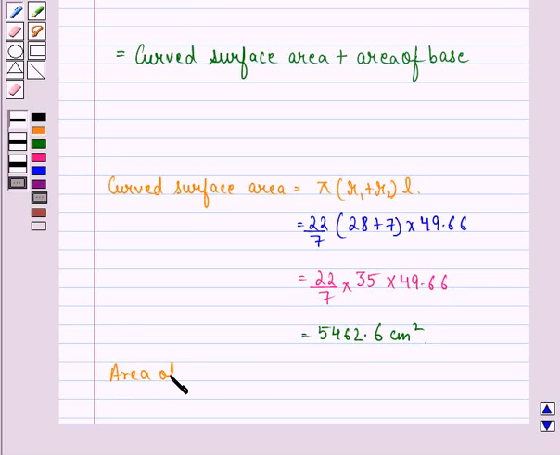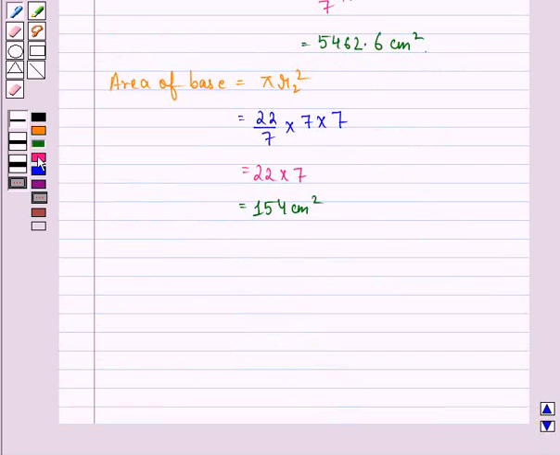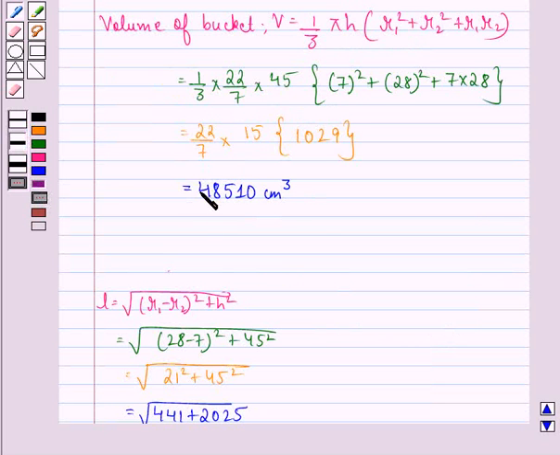Also, area of the base is equal to pi R2 square, that is 22 by 7 into 7 into 7, that is equal to 22 into 7, which is equal to 154 centimeters square. Therefore, the total surface area is equal to 5462.6 plus 154 centimeters square, that is equal to 5616.6 centimeters square.